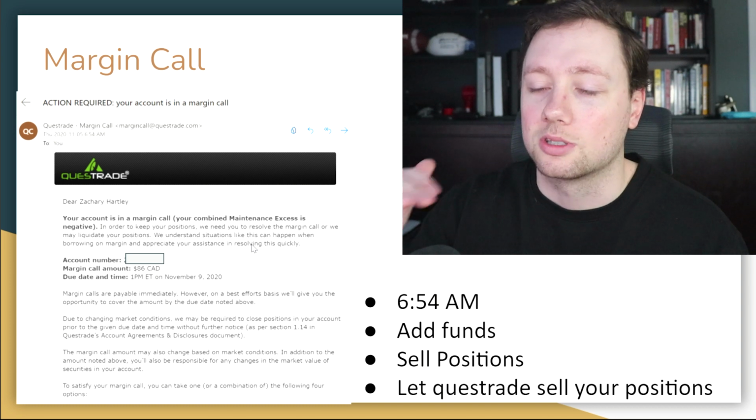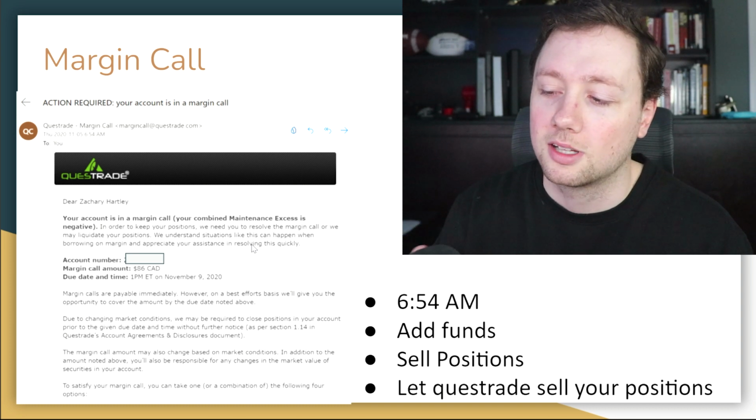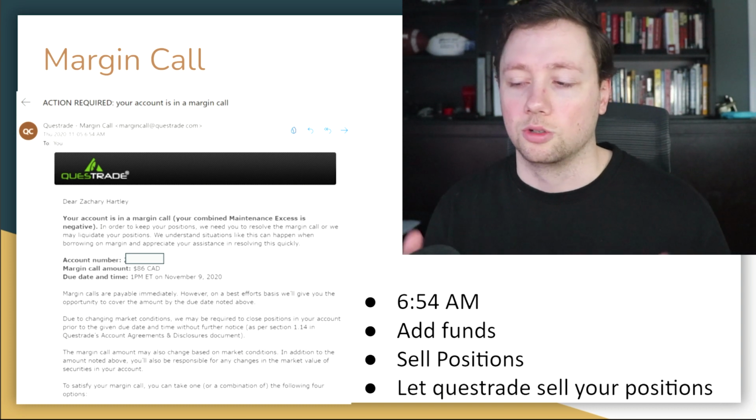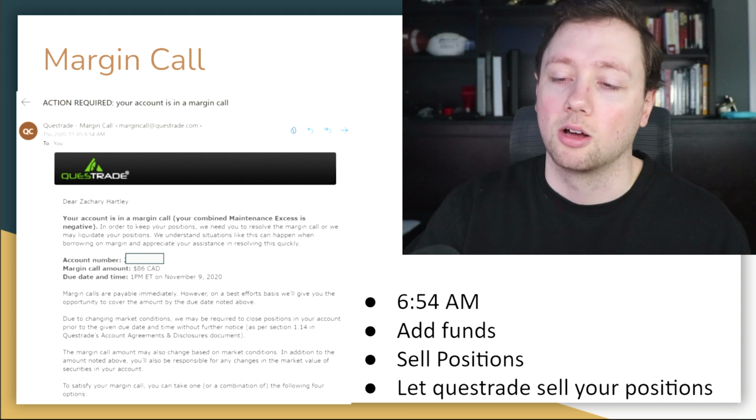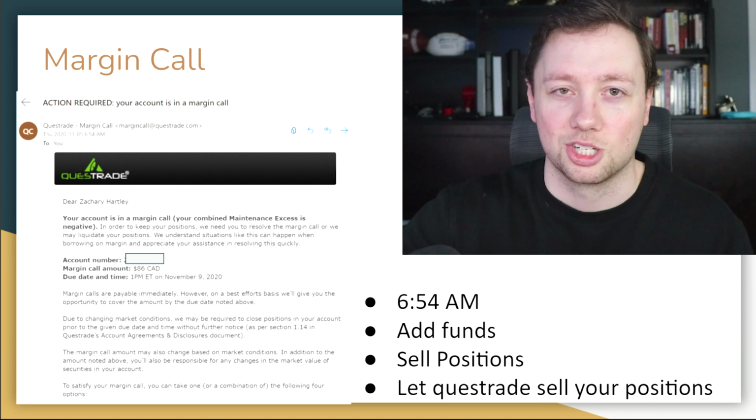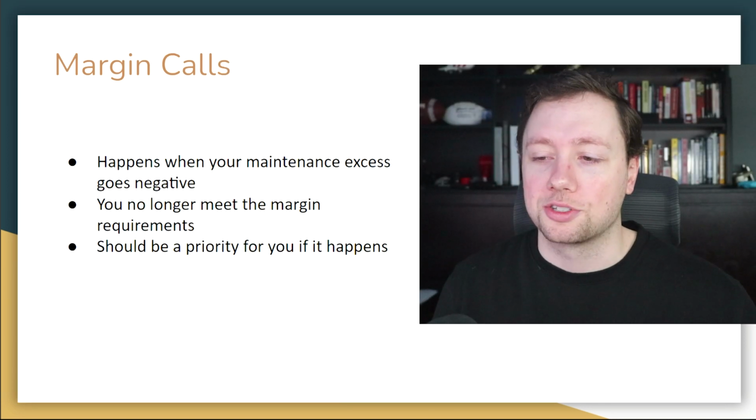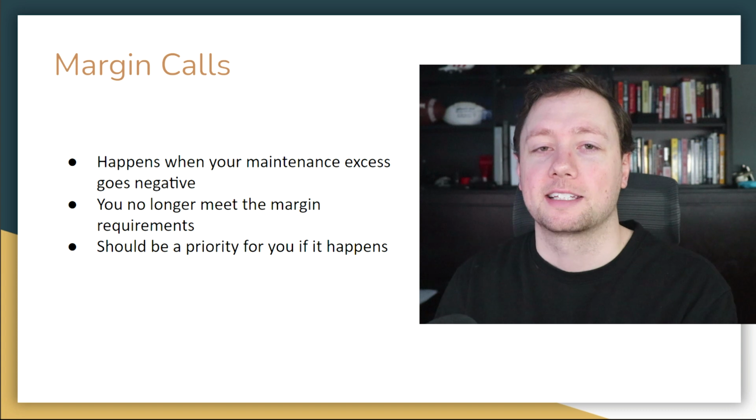If you wait a couple hours, they'll probably give you a call, and if you don't respond to them, they will just sell your position. So you need to do something. You need to either add funds, choose what positions to sell, or Questrade will choose what positions to sell for you. Now, margin calls happen when your maintenance excess goes negative.